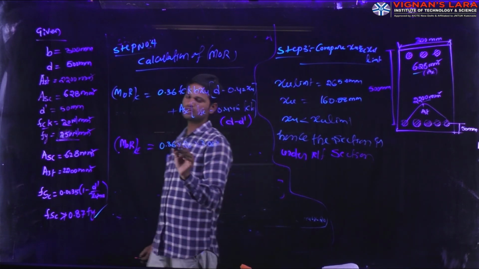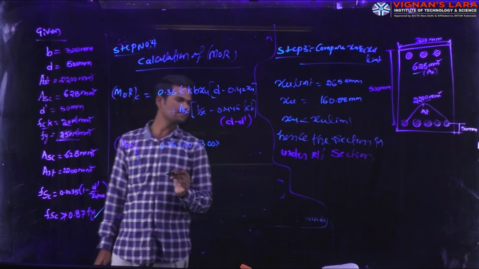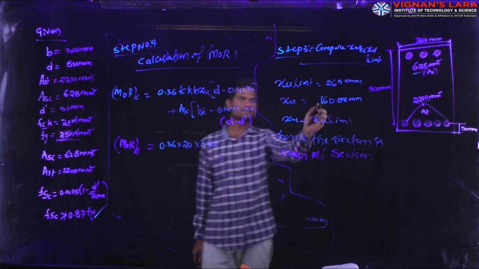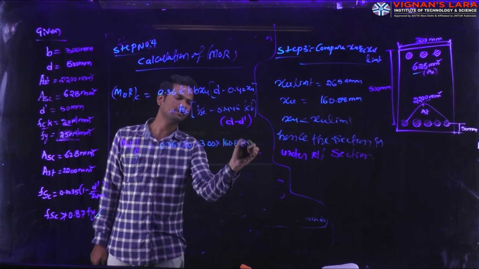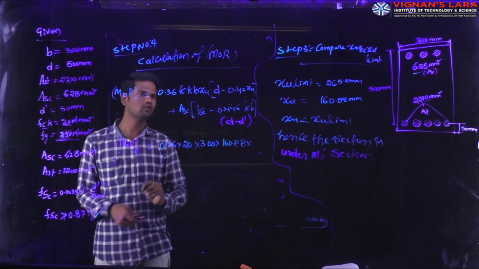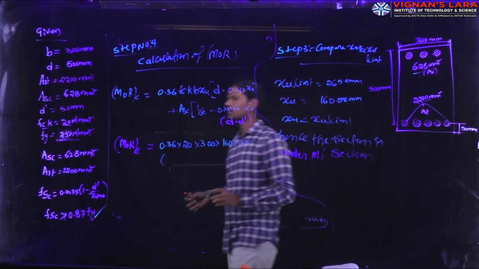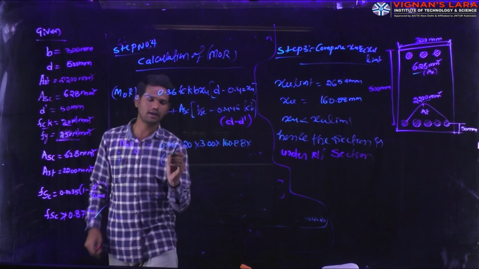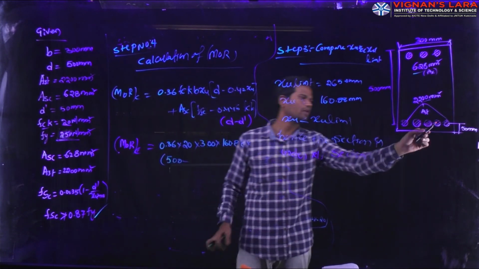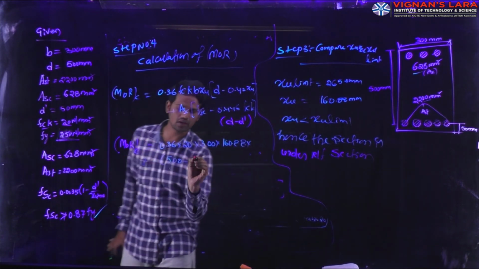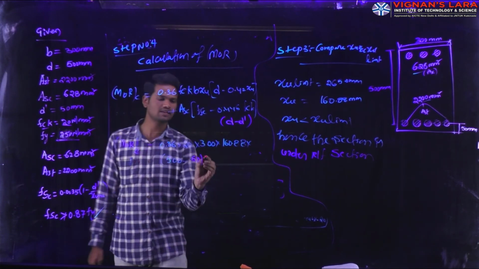That is nothing but 0.36 into FCK 20, width of the beam, and XU, the actual depth of the neutral axis we have, 160.88, into D minus 0.42 XU, where D is the effective depth of the beam. It is mentioned in the problem that the effective depth of the beam equals 500, and D dash is the effective cover provided to the reinforcement, given in the problem as 50. This is the limiting moment capacity of the section.